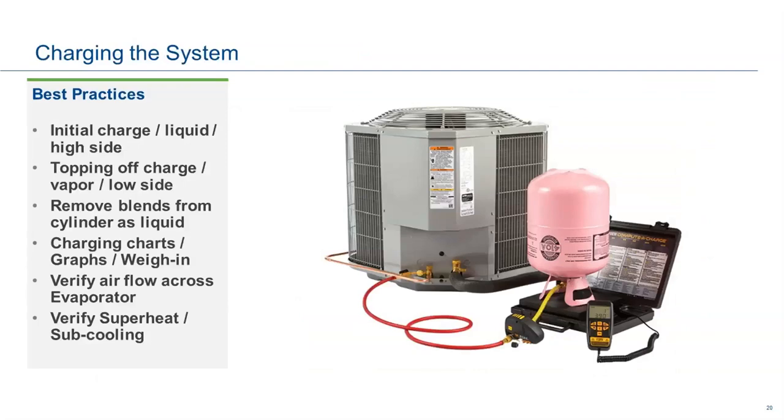So just to recap on that, best practices: we put in the initial charge, liquid on the high side. If it's a single component, we're topping off the charge in vapor on the low side. We always remove our blends from the cylinder as a liquid. We don't want to cause any separation or fractionation, okay, and that's what you're going to get with a blend, okay? We're going to use charging charts, our PT charts. We're always going to weigh in. We're always going to weigh out.